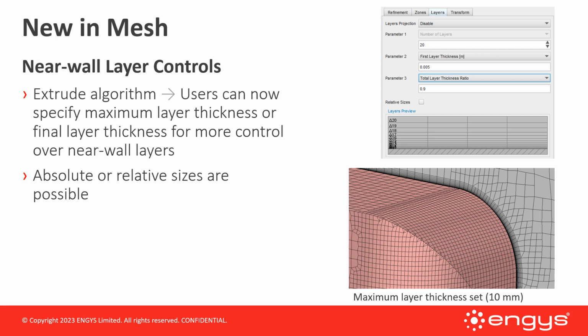Now, users have the option to specify either the maximum layer thickness or the final layer thickness for their near-wall layers. This added flexibility ensures that you can create meshes that accurately capture boundary layer effects, while adhering to your specific simulation requirements. Moreover, you can choose between absolute or relative sizes for the layer thickness, further expanding the customization options available to you when generating your meshes. The image on the slide demonstrates a mesh with a maximum layer thickness set to 10 millimeters, showcasing the level of control you can achieve with the new near-wall layer controls in Elements version 4.